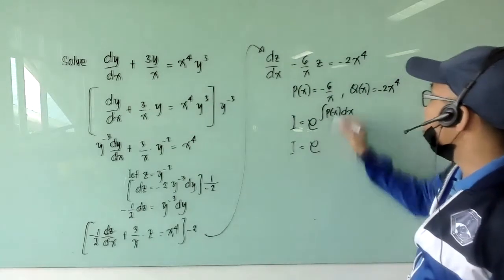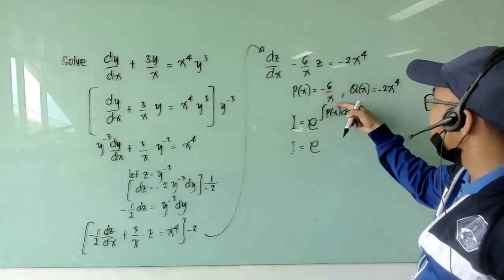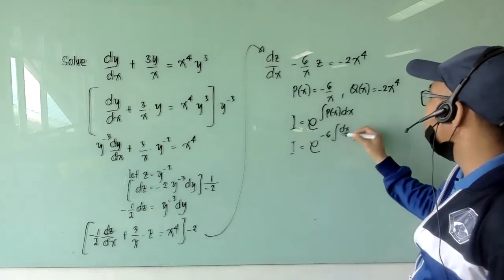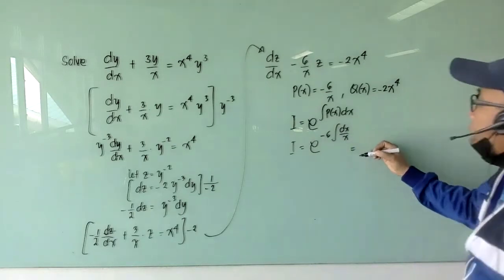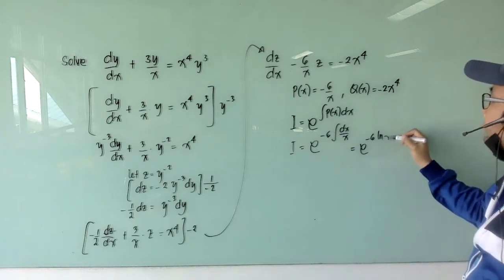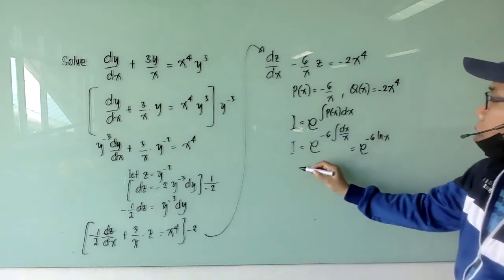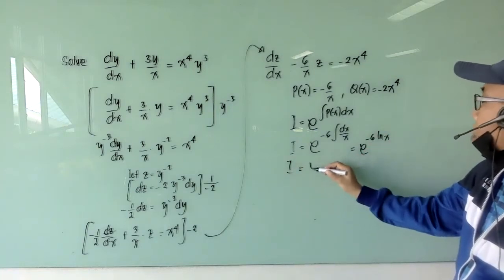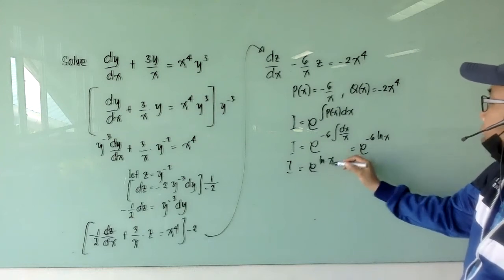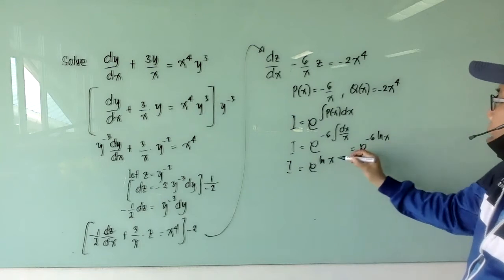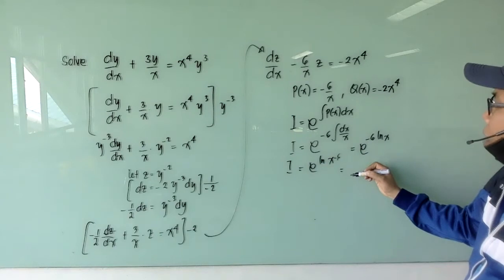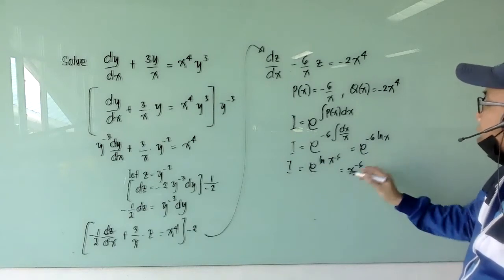So e raised to, we have minus 6 over x. So you factor out minus 6, so minus 6 integral of dx over x. Thus we have e raised to negative 6 ln of x. We can simplify this one. We put it in a form that we can simplify. So the argument of ln x will have a minus 6 exponent here. So e raised to ln of something is equal to something. So this now becomes x raised to negative 6.